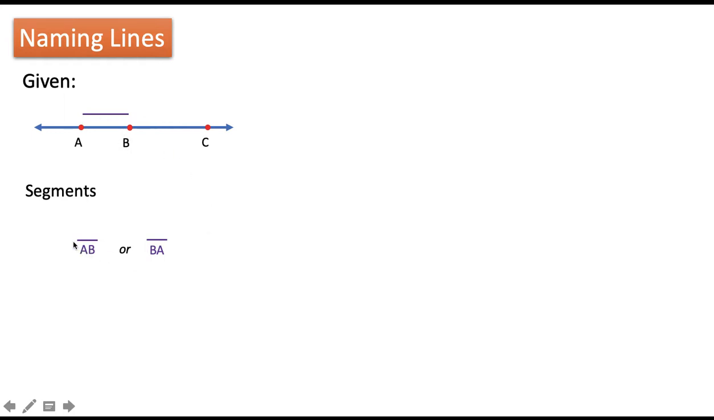Notice that the line drawn on top of the letters doesn't have an arrowhead because a segment has 2 endpoints. It has a starting point and it has an endpoint. If we are referring to this part of a line from B going to C, that segment can be named as segment BC or segment CB. While this segment right here from A to C, we can name as segment AC or segment CA.